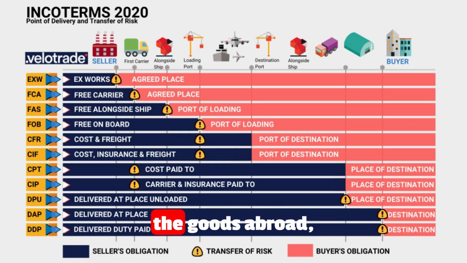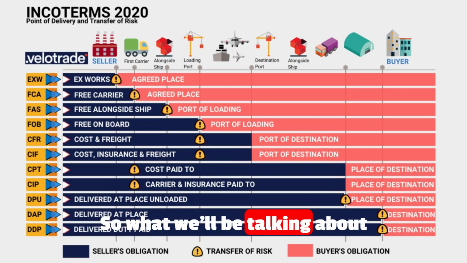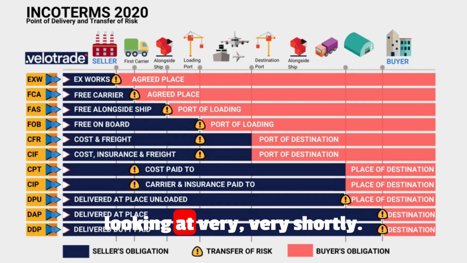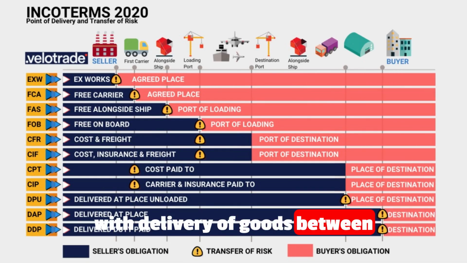That means if I'm shipping the goods abroad, I have to agree on risk. So what we'll be talking about shortly is whose risk exactly is it? Those are the things we'll be looking at very shortly. It apportions transportation cost and responsibility associated with delivery of goods between buyer and seller and reflects modern transaction practices.